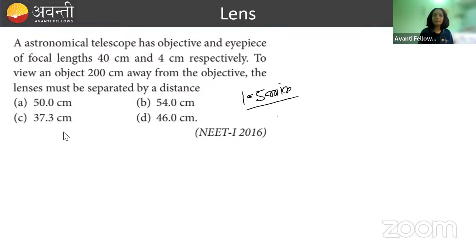So the final image will get formed at infinity itself, because nothing is given in the question about where the final image is getting formed. If that is not given, we are going to assume that the final image is getting formed at infinity. But about the object, the question is talking, right? It is saying the object is kept 200 centimeter away from the objective. Done.